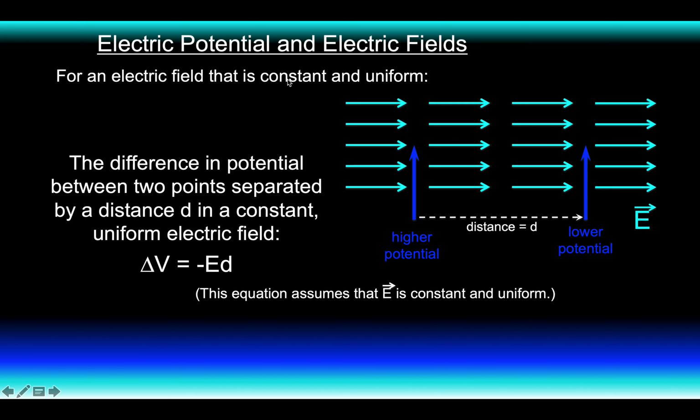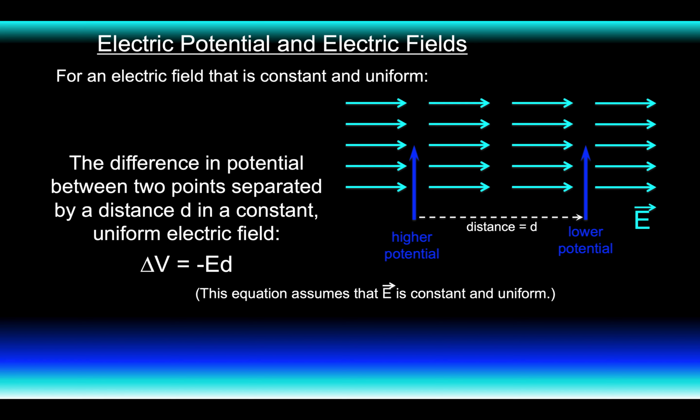Also notice that there is a negative sign in this equation. This negative sign is present because as we move through our displacement D, we are moving from a location of higher potential to a location of lower potential. Therefore, we expect our change in potential, our delta V, to be a negative quantity.